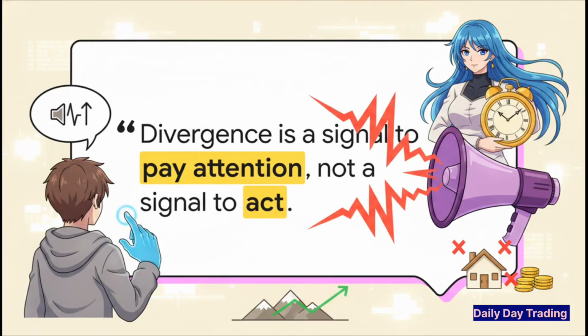I really want you to burn this into your brain. Divergence is a signal to pay attention, not a signal to act. Think of it this way. A divergence is the market just tapping you on the shoulder and whispering, hey, you might want to pay attention over here, something could be about to happen. It is not the market screaming in your face, sell the house and go all in. It's a tool that rewards patience, not impulse.